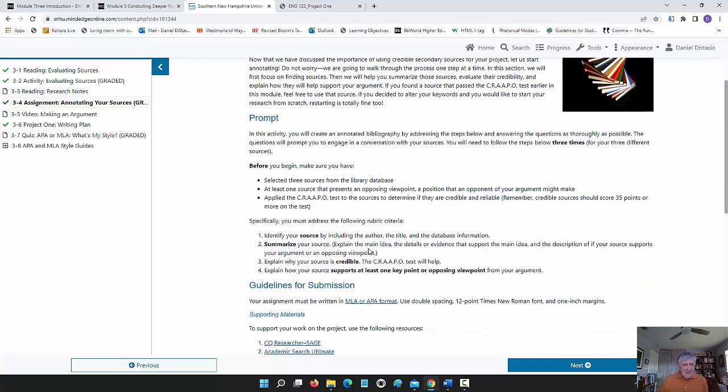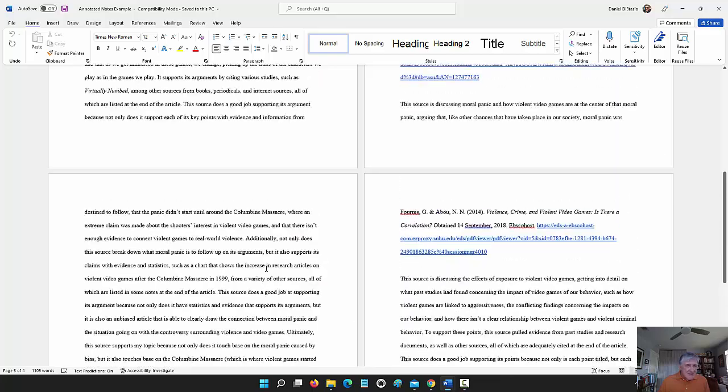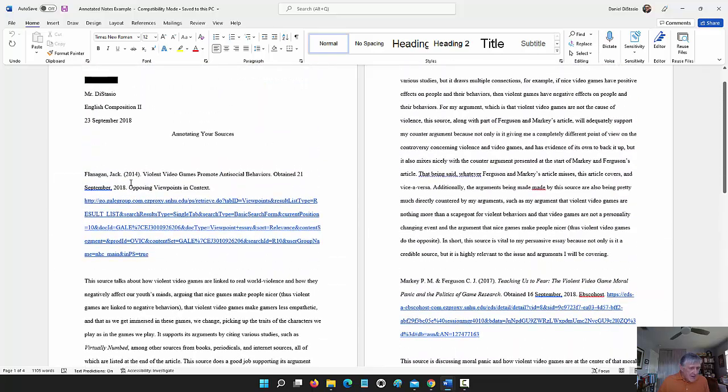And in the annotating sources, it says select 3. One source should be the opposing viewpoint. A lot of times students feel like they have to talk about the opposing viewpoint for each source, but no, you have 2 sources that support your argument and 1 source that is opposed to your argument. And then you will identify the source by author, title, and database. And often a good way to do that is to simply use your MLA or your APA.